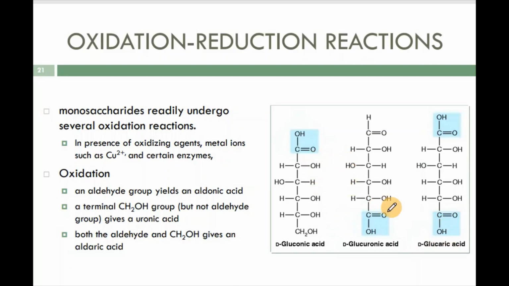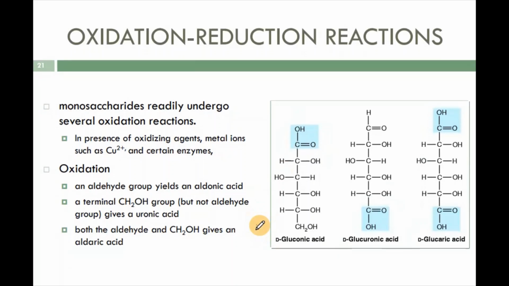So if you have a strong oxidizing agent like nitric acid, that can form an aldaric acid. If you use just a mild oxidant, you are going to just oxidize carbon 6 to form the glucuronic acid. Then if it is just bromine water, you are going to have oxidation of carbon 1 to form what we call gluconic acid.